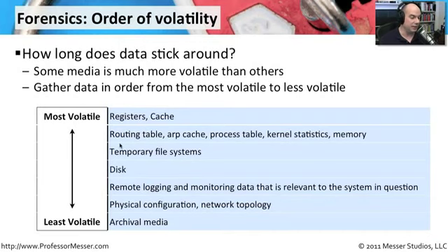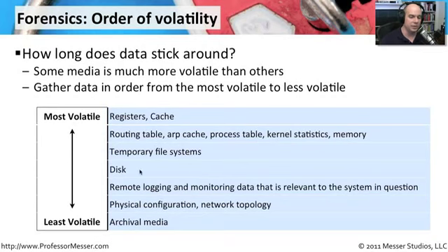Next volatile on our list here, these are some examples. This is obviously not a comprehensive list, but things like a routing table, an ARP cache, kernel statistics, information that's in the normal memory of your computer, those would be a little less volatile than things that were in your registers. Next down, temporary file systems. Those tend to be around for a little bit of time, but being a temporary file system, they tend to be written over eventually. Sometimes that's seconds later, sometimes that's minutes later.